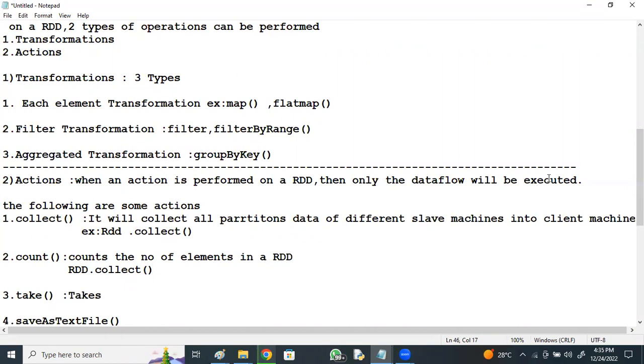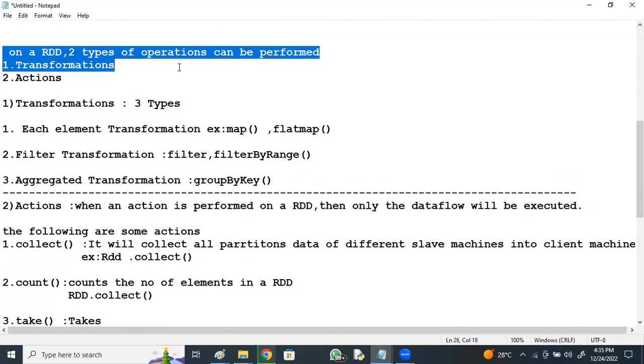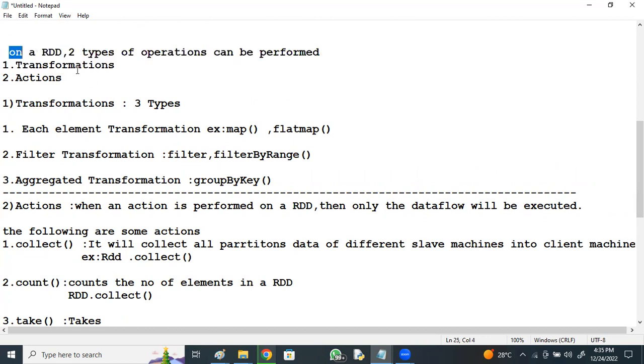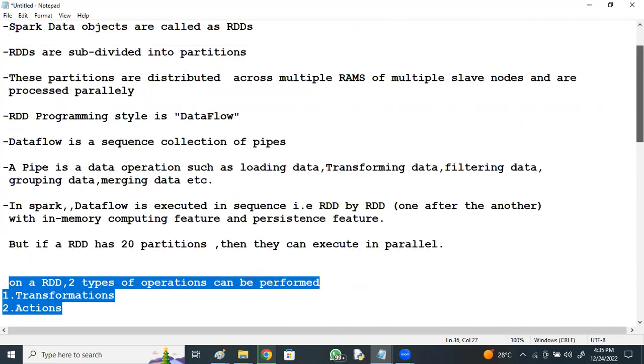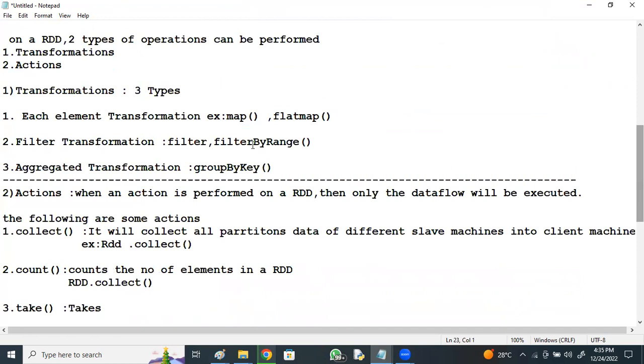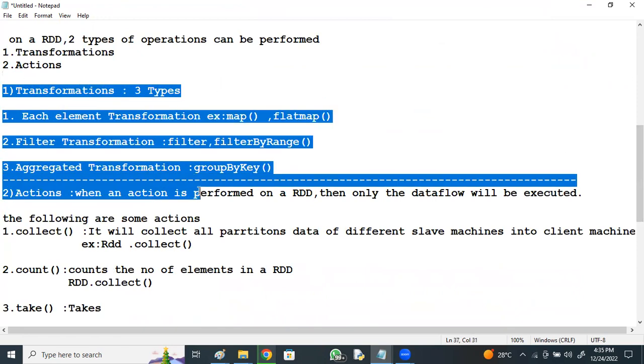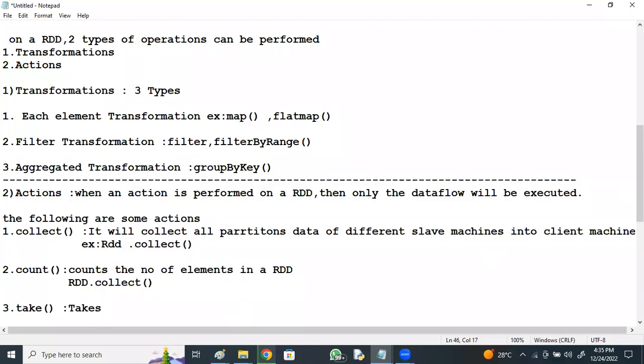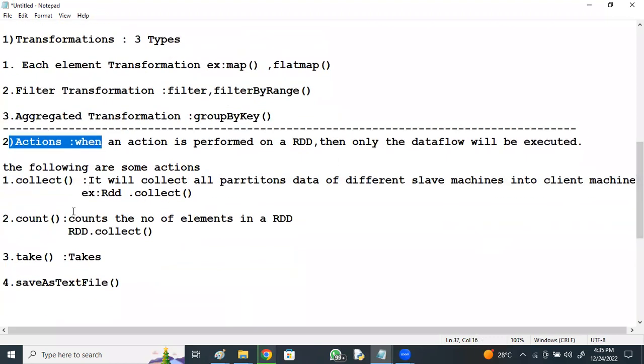Yes. So this is for the new people, just a revision of what was discussed in the last session, right? Two types of operations can be performed. Up to here we have discussed in the previous session, up to this RDD introduction, right? Two types of operations can be performed: transformations and actions. Transformations mean element transformation, filter and aggregated transformation. Actions like collect, count, take, save as text file are some of the actions.